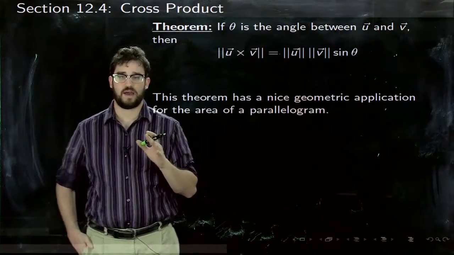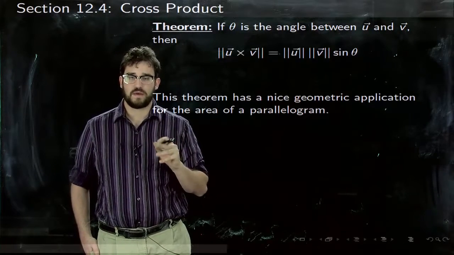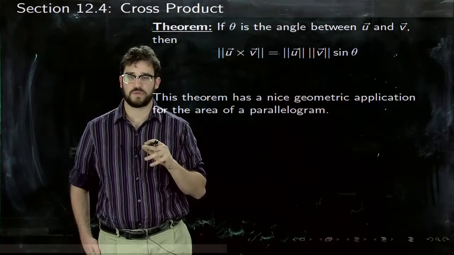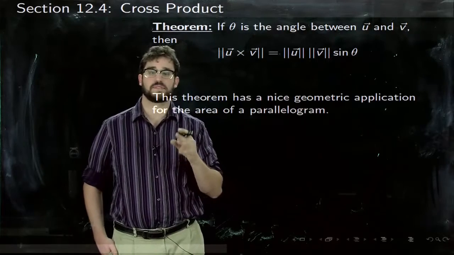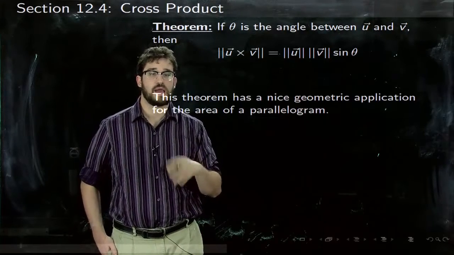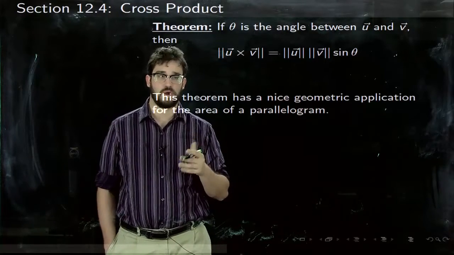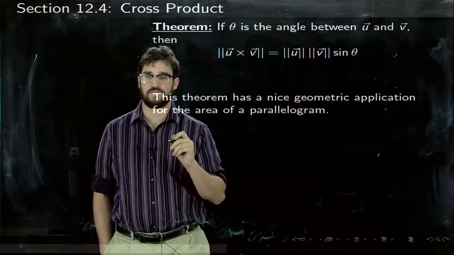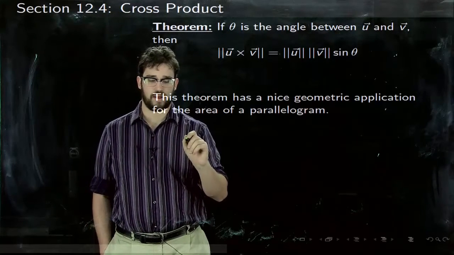Another theorem we have is that if theta is the angle between u and v, then the magnitude of u cross v is going to be equal to the magnitude of u times the magnitude of v times sine of theta. And theta in this case will always be between 0 and pi. This theorem actually has a very nice geometric application for the area of a parallelogram.